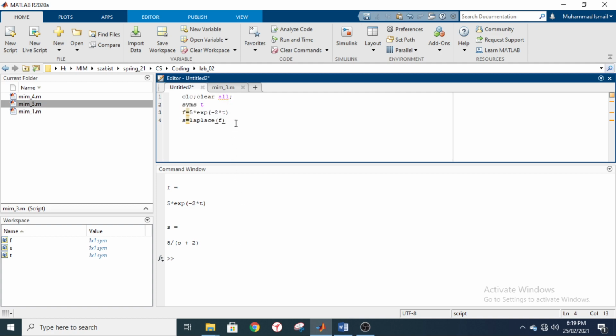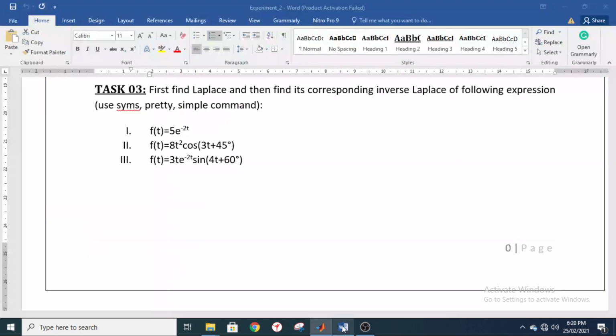There is one more command that is optional, that is pretty. Let me look at what this pretty command does. Basically it gives you the answer in a better manner, in a good display form. It is not obvious here, but when we calculate the second expression, the purpose of pretty will be much more obvious to you.